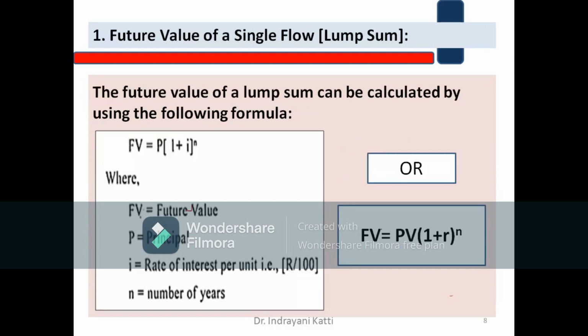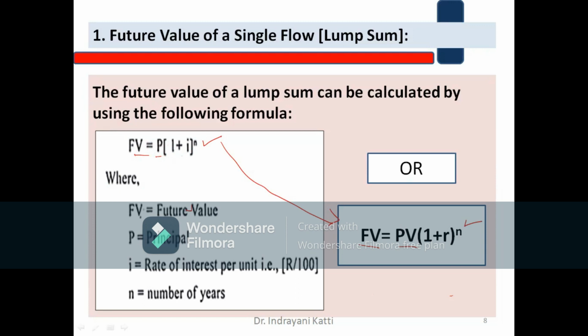Okay. So let us learn how we calculate it if a single flow, a lump sum amount, is there. What is the future value? How do we ascertain the future value of a single flow? The future value of a lump sum can be calculated using the following formula: future value is equal to P multiplied by (1 plus i) raised to n. This is the formula. It can also be written this way: future value is equal to present value multiplied by (1 plus r) raised to n. We can make use of either notation. Both are one and the same.